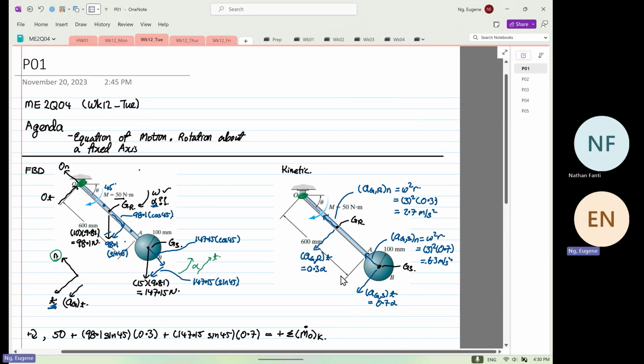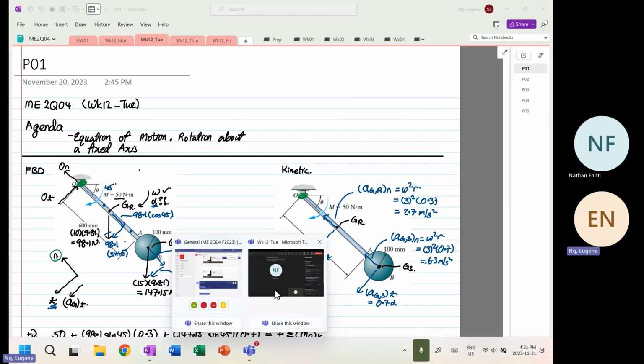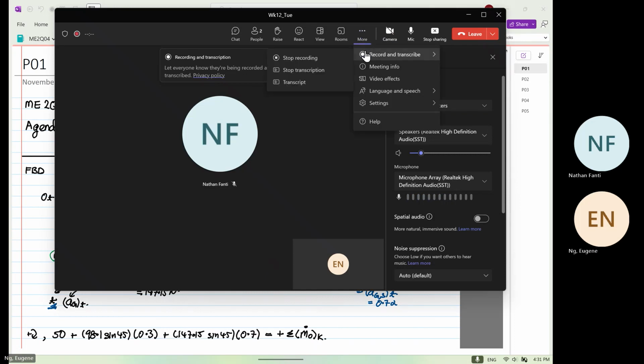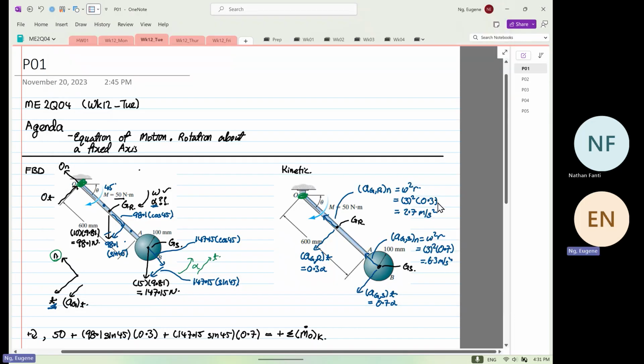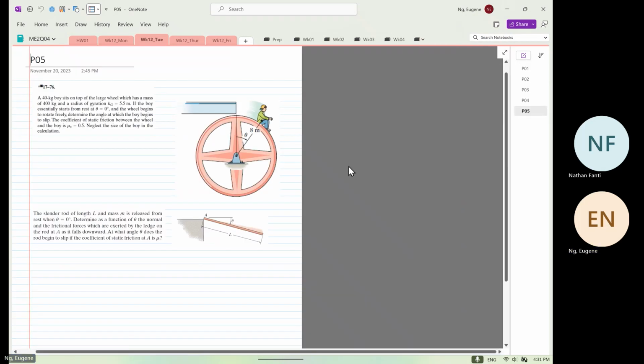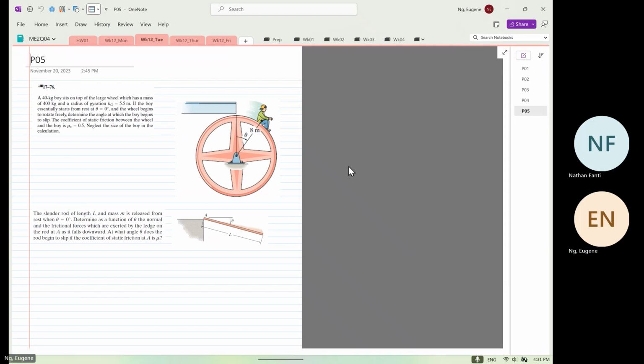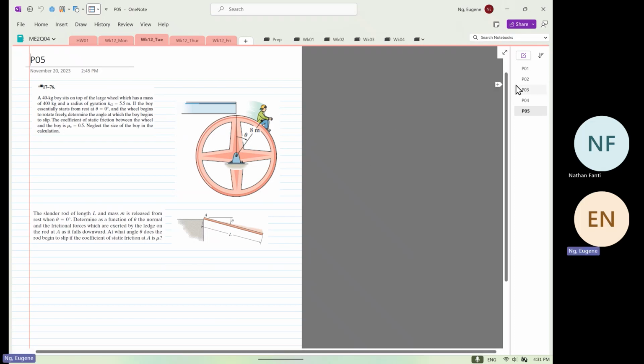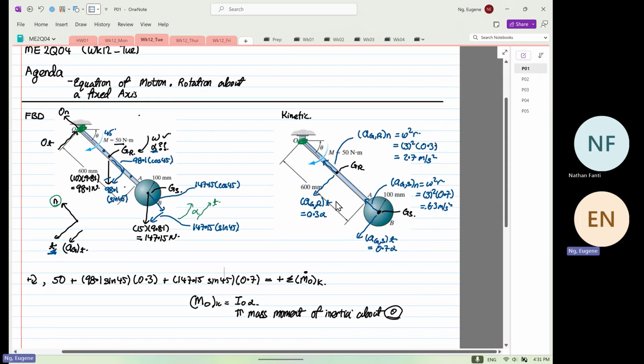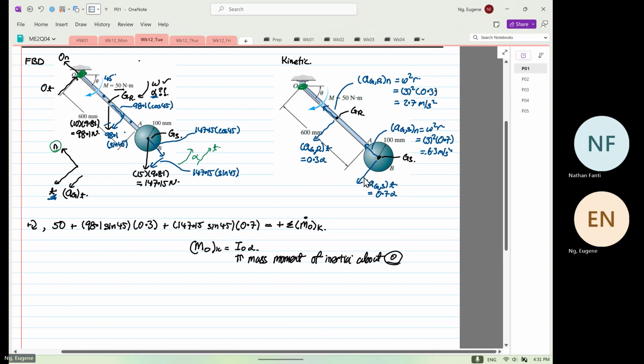Right. So we're going to continue on this example over here, which is equation of motion, rotation about a fixed axis. I think I have to start recording. Oh, recording started. Okay. Now, I've put up 2 more examples on Avenue to Learn. If you could download them from Avenue to Learn, that would be fantastic.